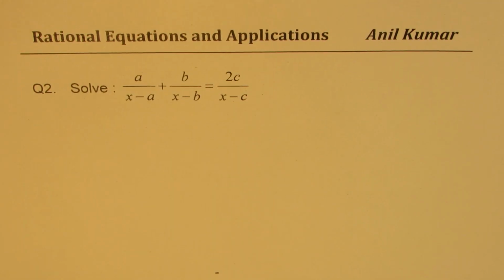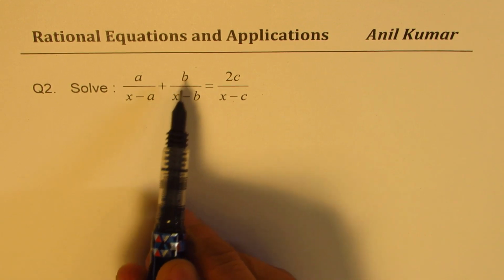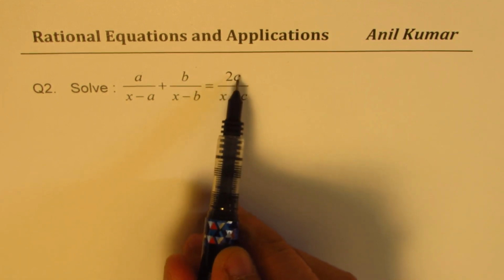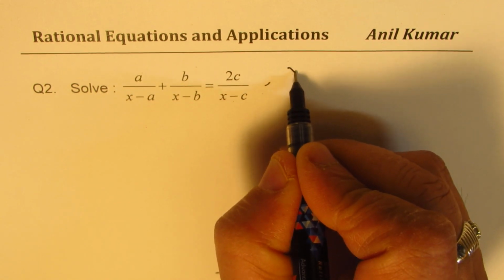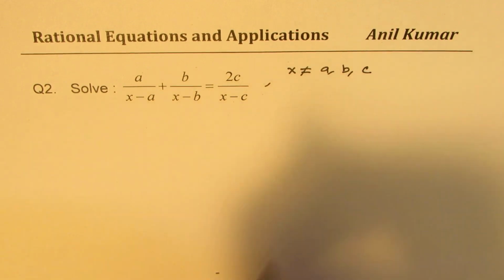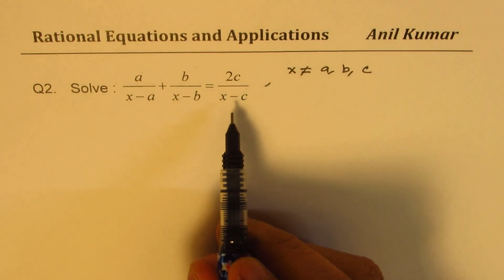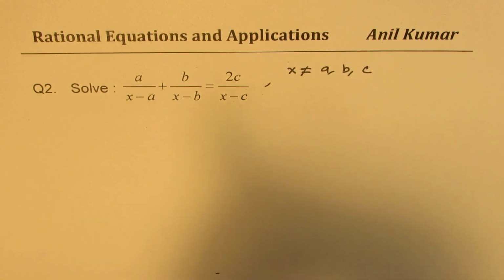Now let us see how to solve the second equation. Solve a over x minus a plus b over x minus b equals 2c over x minus c. Well, the restrictions are that x is not equal to a, b, and c, right? So we'll again multiply by the common denominator and then solve, right?